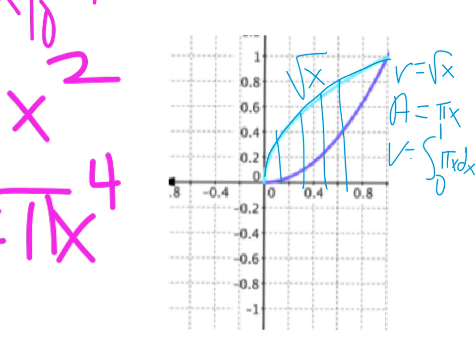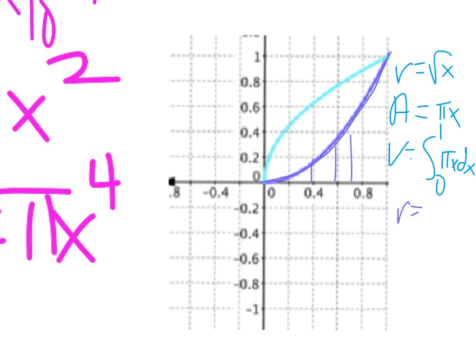But we also have this other curve going on. So if I take the other curve, that's x squared again. So the radius is x squared. So the area is pi x squared squared. So the volume is integral 0 to 1 pi x to the 4th dx.